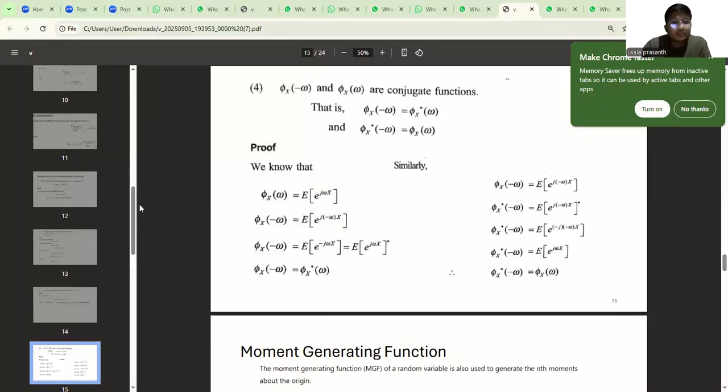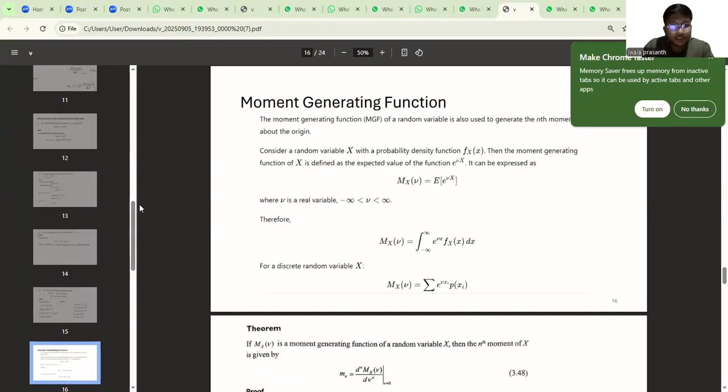Example: φx(-ω) and φx(ω) are conjugate functions. That is, φx(-ω) = φx*(ω), and φx*(-ω) = φx(ω). We know that φx(ω) is equal to E[e^(jωx)]. φx(-ω) is equal to E[e^(-jωx)], which is equal to E[e^(jωx)]*. So φx(-ω) = φx*(ω).